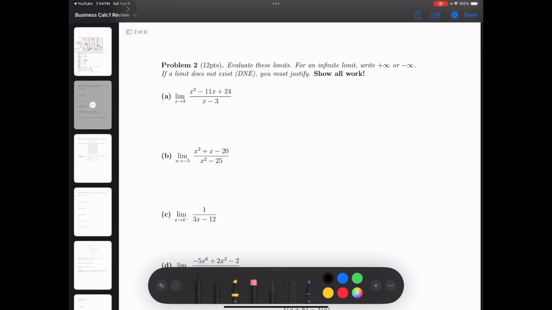Problem number 2 asks us to evaluate the given limit and write positive infinity or negative infinity if it's an infinite limit. If it does not exist, we'll just write DNE and move on.